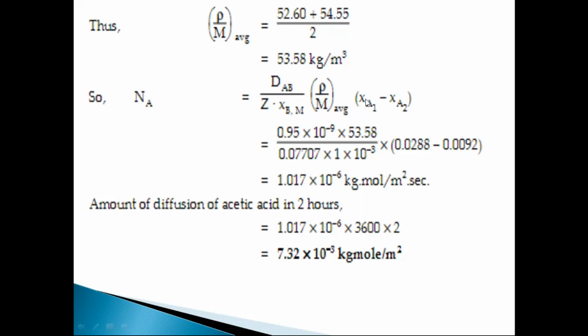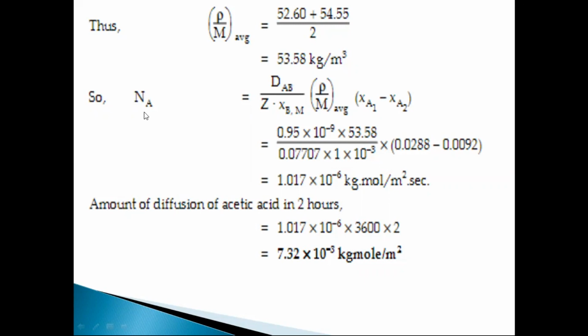What is required? XA1, XA2. We have found these, and you also understood how to find XA1 and XA2 because that is very simple. After that, we found rho by M average. We know the values of DAB, Z and XBM. We also found XBM by using XA1, XA2, XB1 and XB2. After that, just put all these values in this formula.